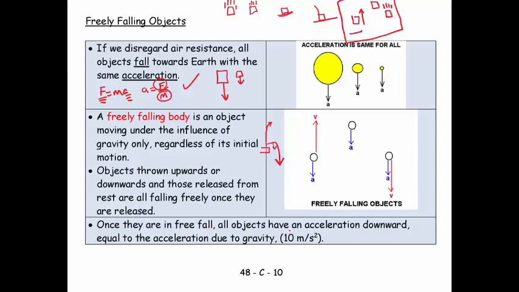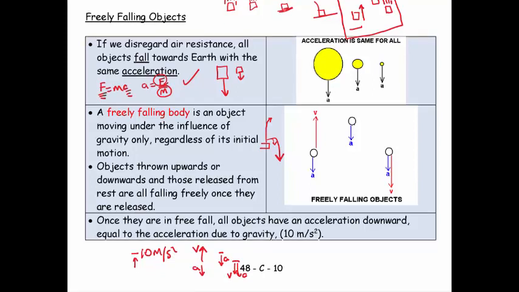And once they are free to fall, all objects have the same acceleration, pointing downwards, equal to the acceleration due to gravity. It's 9.8. We prefer 10 meters per second squared. We say it's negative to indicate that it's pointing downwards. Now, the velocity can be upwards even if the acceleration is downwards. That's slowing down on the way up. The velocity can be zero even if the acceleration is downwards. That's when you're at the top of the journey. And the velocity can be downwards while the acceleration is downwards, and that's when you're falling towards Earth.